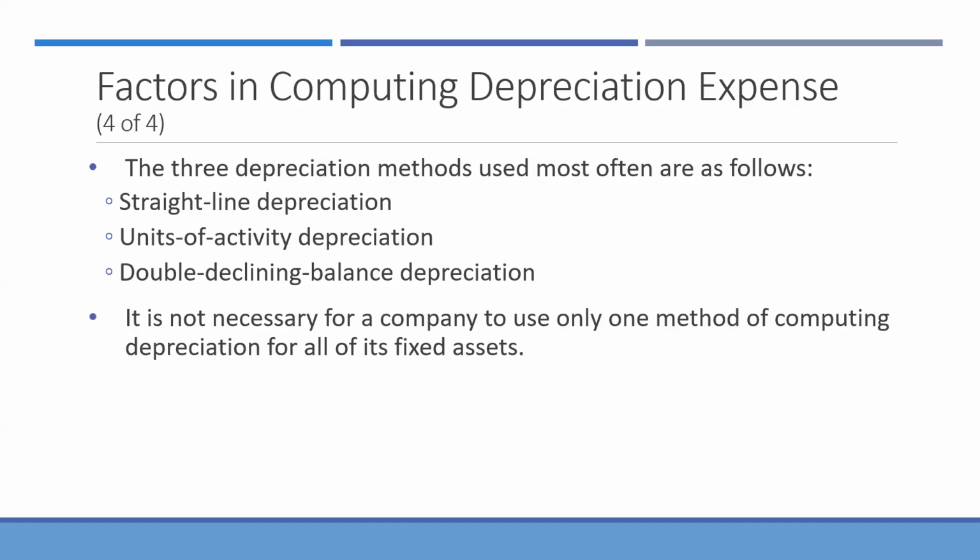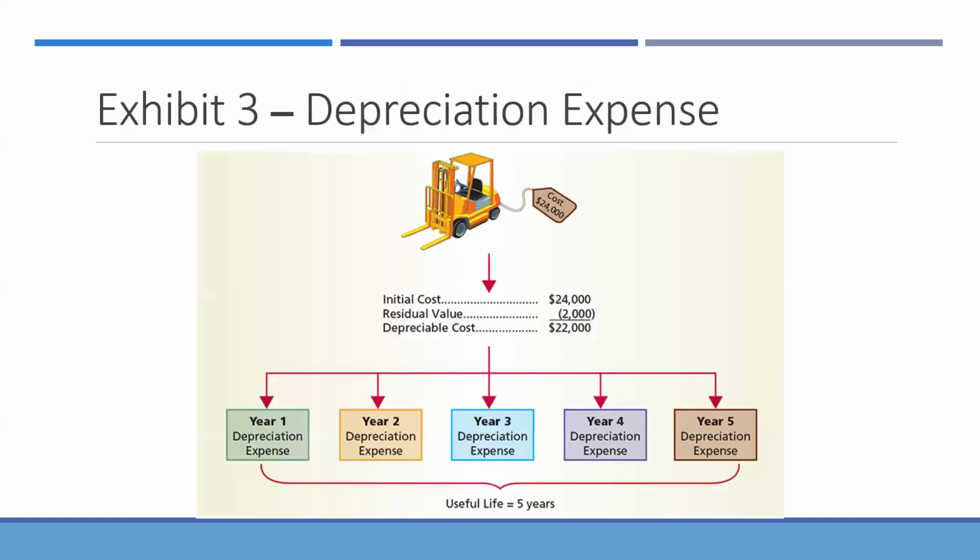Double declining balance is a little bit more complicated. We'll go into it in a moment, but it lumps the majority of the depreciation expense earlier in the life of the asset as opposed to later. So depreciation expense can be higher in year 1, less in year 5.